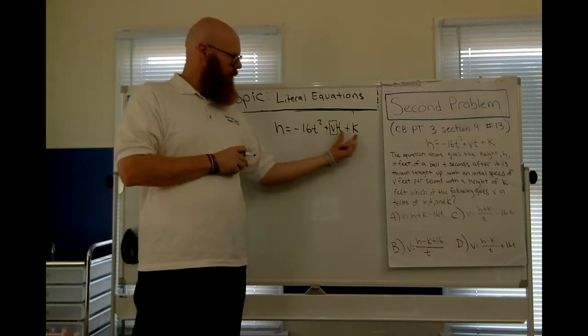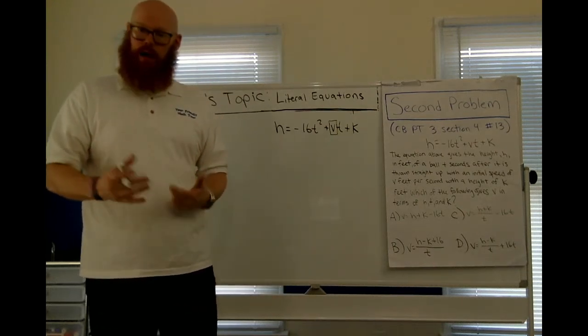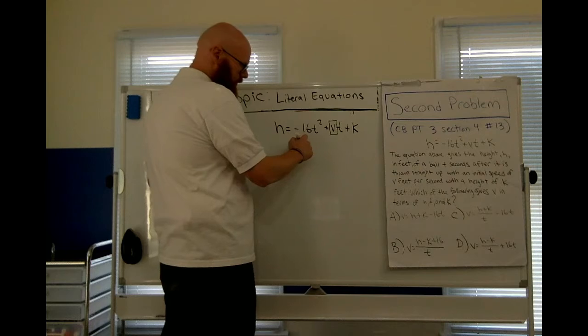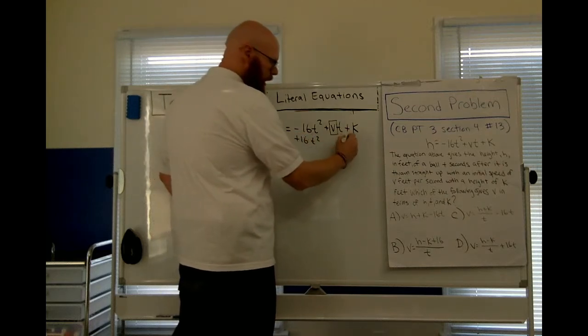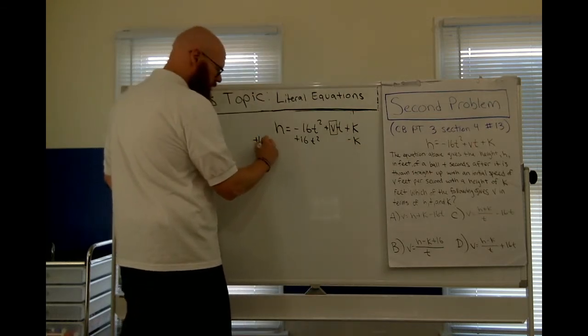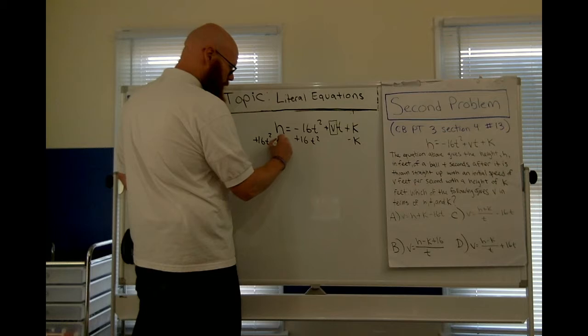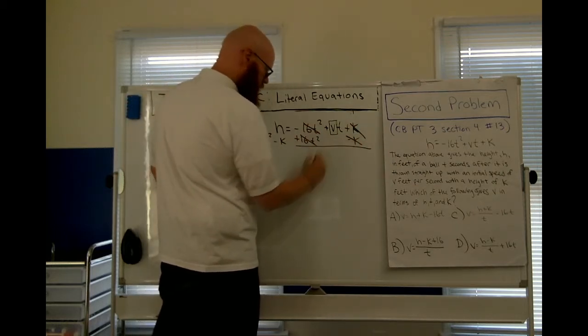These are 3 separate terms. The way you move a term from one side to the other is you either add or subtract. This is a negative 16t squared, so I'm going to simply add 16t squared. This is a positive k, so I'm going to subtract k. I need to do this on this side, and notice on this side these go away, so I'm left with vt.